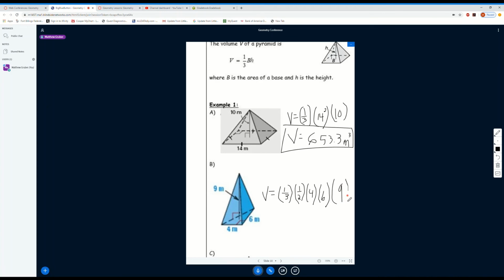So again, I'm going to highlight something real quick. I'm going to underline. In this problem, this represented the area of the base. This 1/2 times 4 times 6 represents the area of the triangle base. Okay? So the formula is 1/3 times the area of the base times the height of the pyramid, and the pyramid's 9. It's now a calculator problem. Plug that in your calculator, and you get the volume is 36 meters cubed.